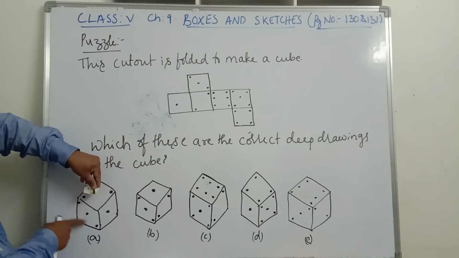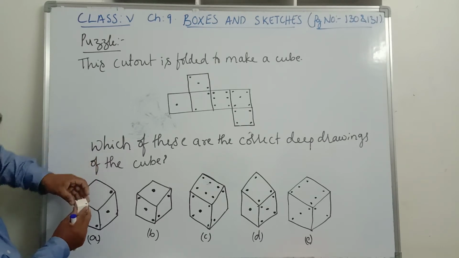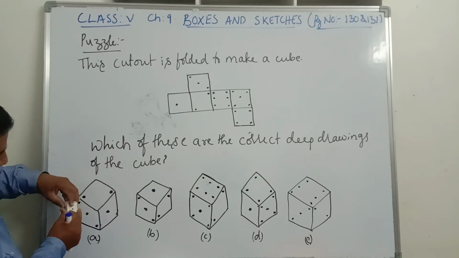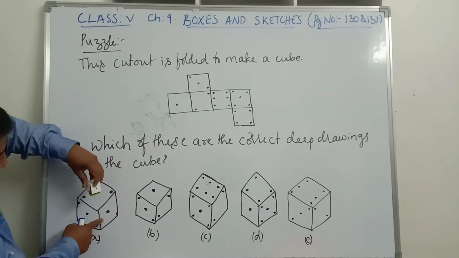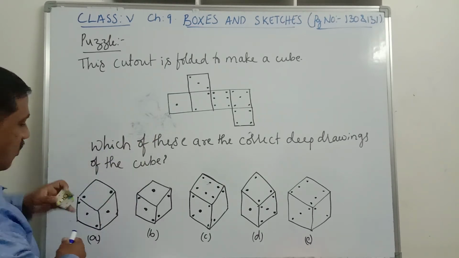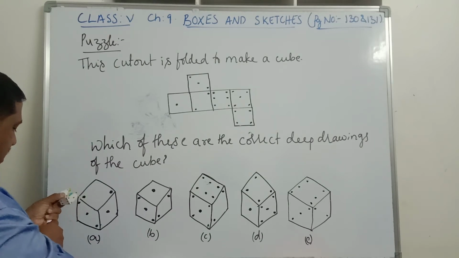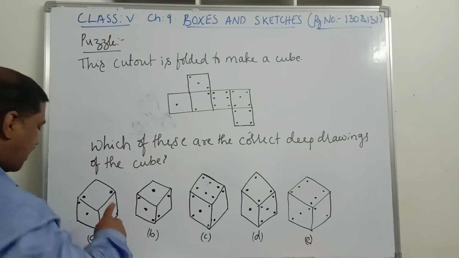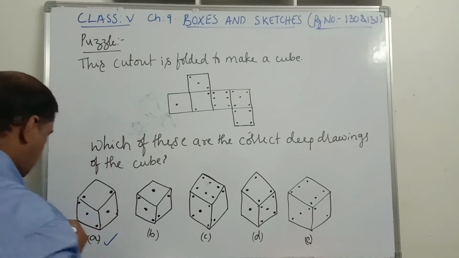See, side 3 dots. Therefore it is 2 dots on the top surface, 1 dot on the front surface, and on the side we have 3 dots. So this cutout will represent what it is. A is represented by that cutout.